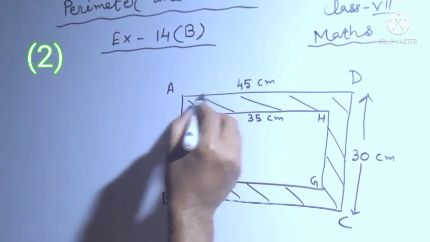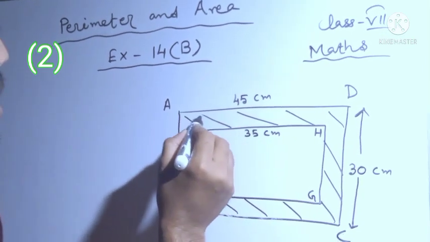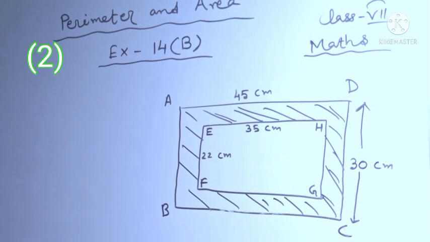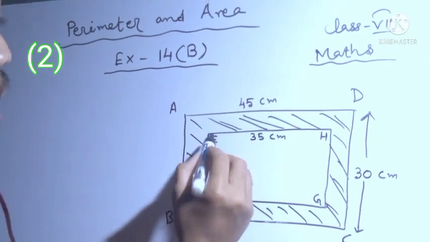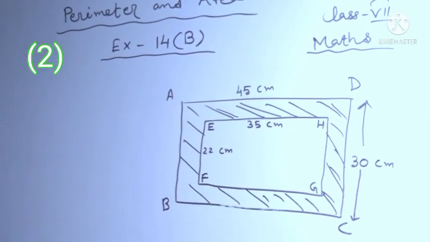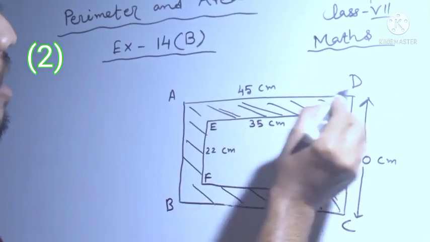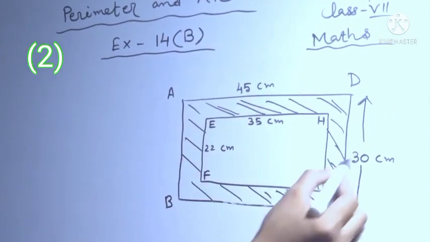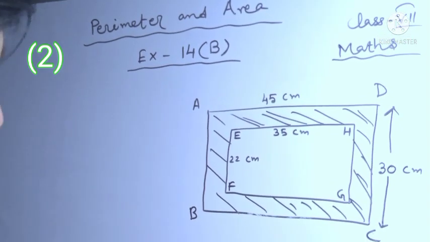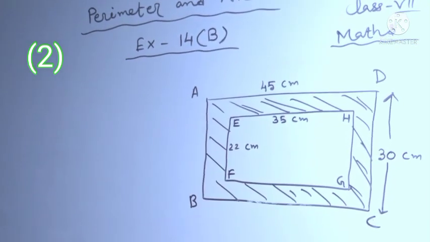Now there is a surrounding. Actually there is a frame, the shaded portion is the frame, okay, the frame of the photograph, and the length of EH is 35 cm, that is the length of the main photograph, and after framing the photograph, the length is 45 cm and breadth is 30 cm. Okay, so now we have to find the area of the shaded portion, that means the area of the frame.